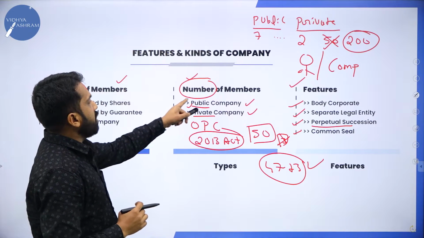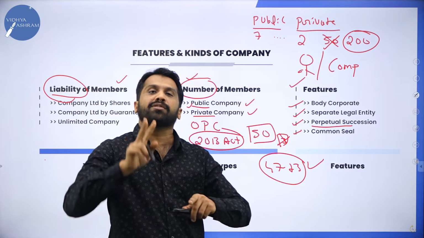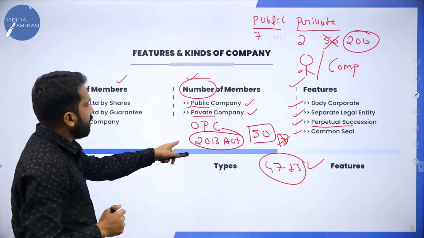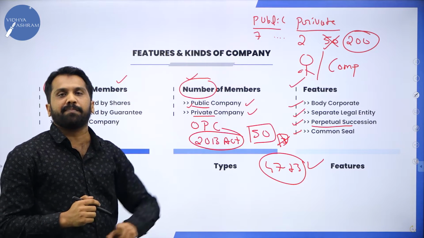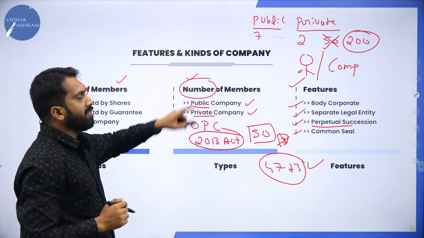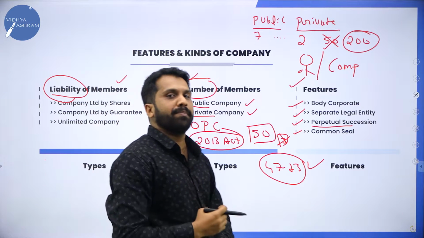Clear? On the basis of number of members, earlier there were only 2 types, private and public. Now we have one more, that is one person company. This is the types of company on the basis of number of members.